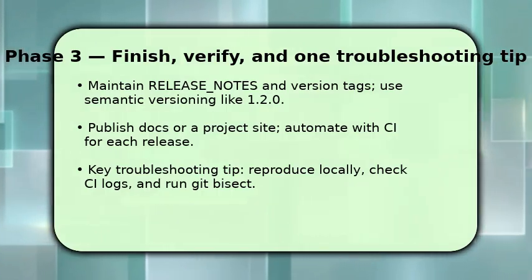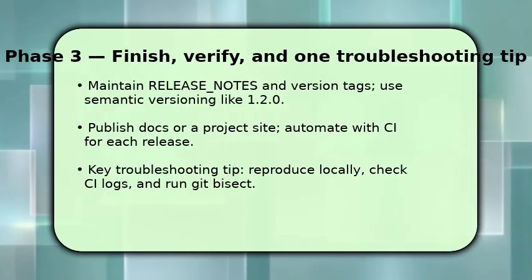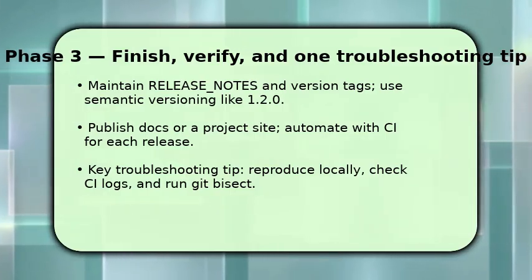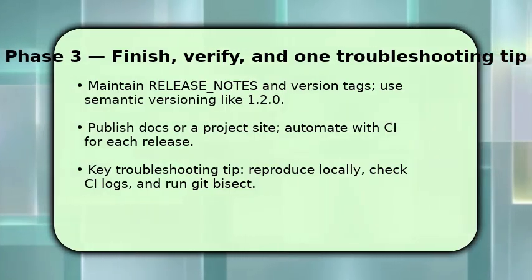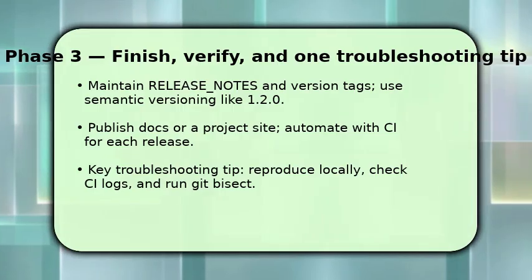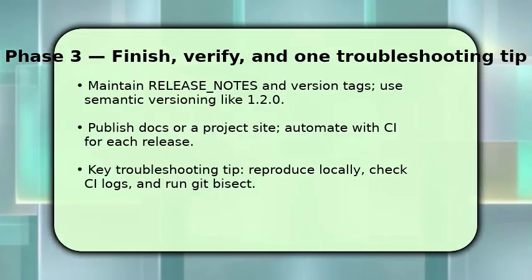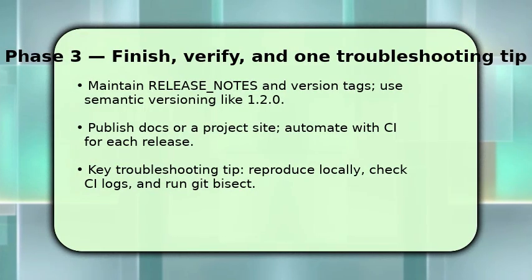Finally, set branch protection and review rules so merges stay safe. If things go wrong, reproduce the issue locally, inspect CI logs for errors, and use git bisect to find the offending commit. That sequence usually pinpoints the problem fast.